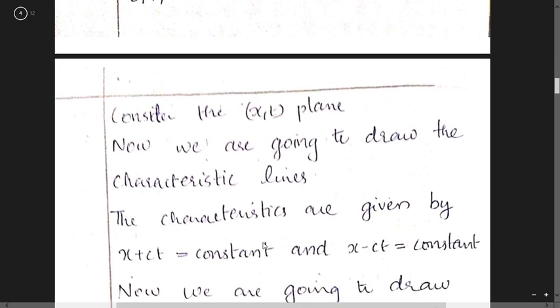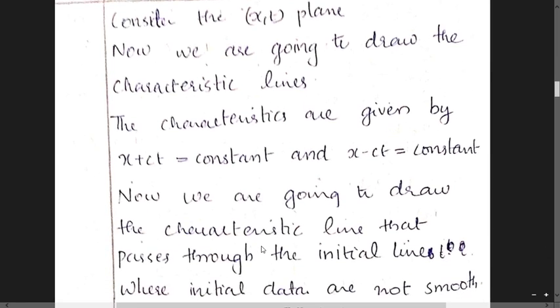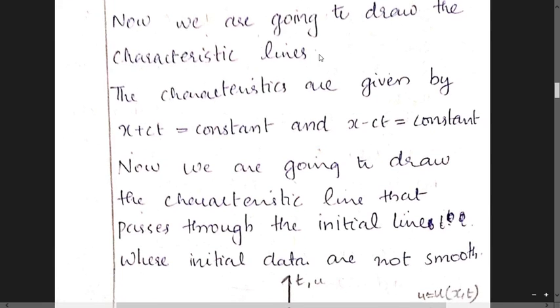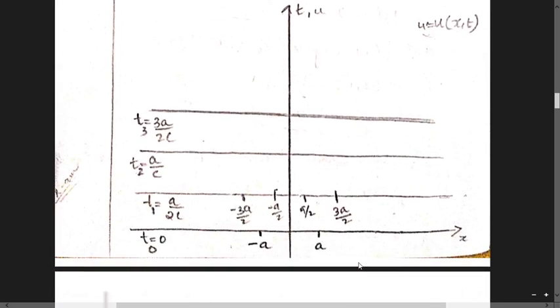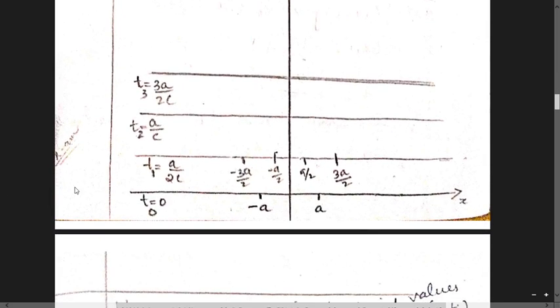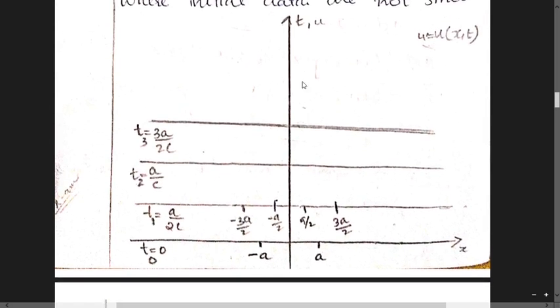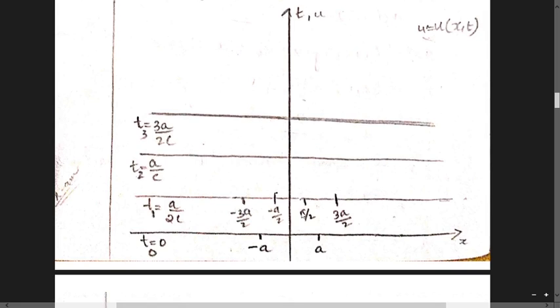Now we have to draw the graph of the solution u(x,t). So consider the xt plane. Now we are going to draw the characteristic lines. The characteristic lines are given by x plus ct equal to constant and x minus ct equal to constant. Now we are going to draw the characteristic lines that pass through the points on the initial line t = 0 where the initial data are not smooth. This is our x-axis and this represents t.